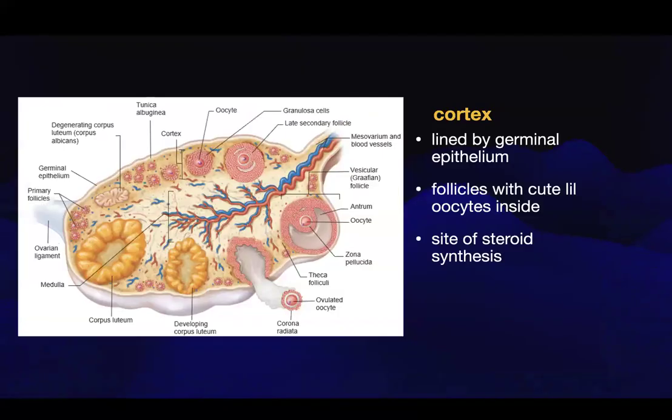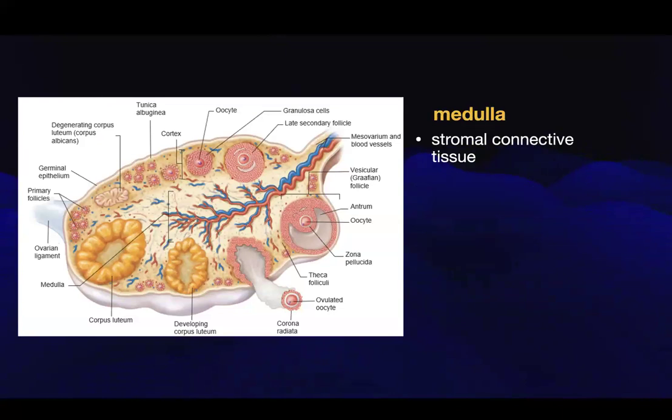We start with the cortex. This is lined by germinal epithelium. It contains a lot of follicles with a lot of these little oocytes inside. And it's also a site of steroid synthesis. This cortex is very important for the production of both estrogen and progesterone by the corpus luteum when it degenerates. Also, the clinical role, and you will take this when you do EndoRepro 2, is that the cortex is important because it could be a site of cancers, they call them epithelial ovarian cancers.